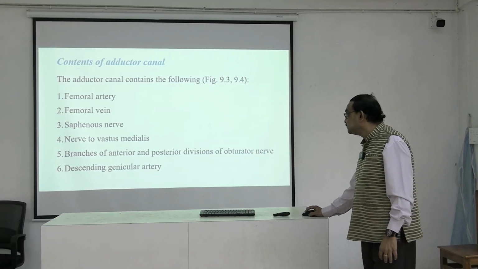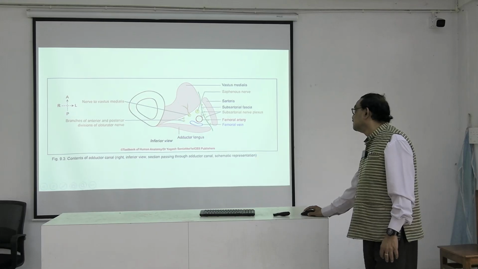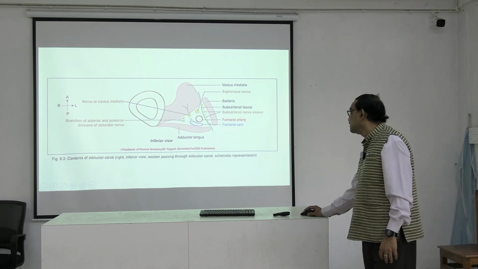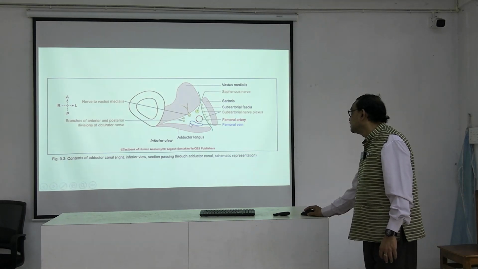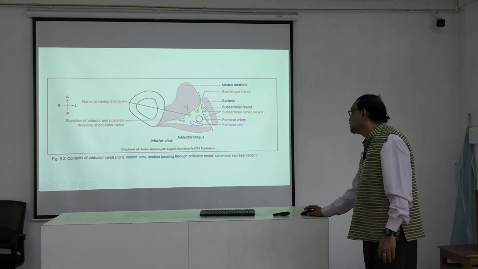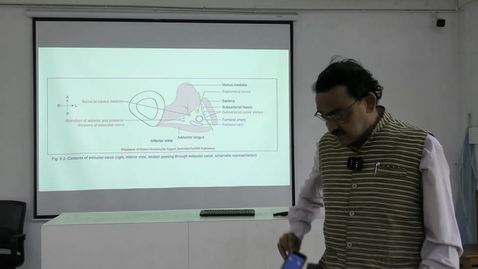I will show you. So we can see all these structures, the nerve to vastus medialis, which will supply this muscle, this is the vastus medialis. So this is the nerve to vastus medialis, okay. And most medially, this is the obturator nerve, which has an anterior and posterior branch, okay, and this is the saphenous nerve. So these three nerves we can expect.